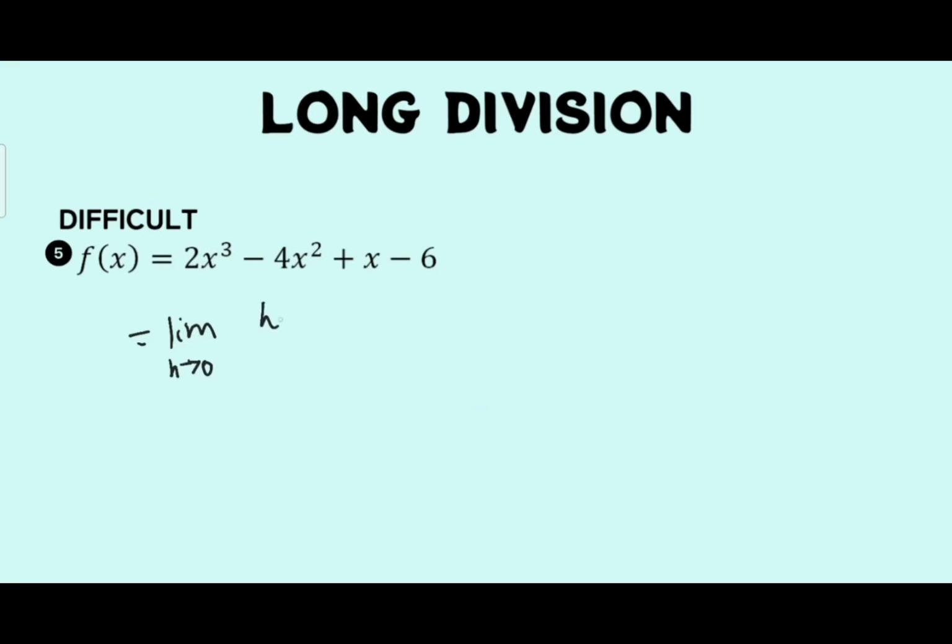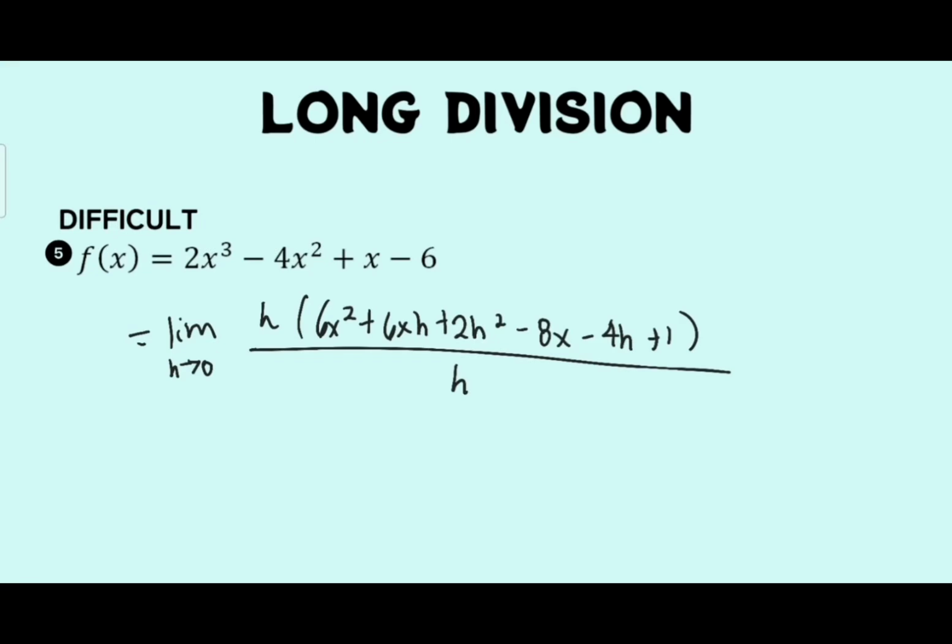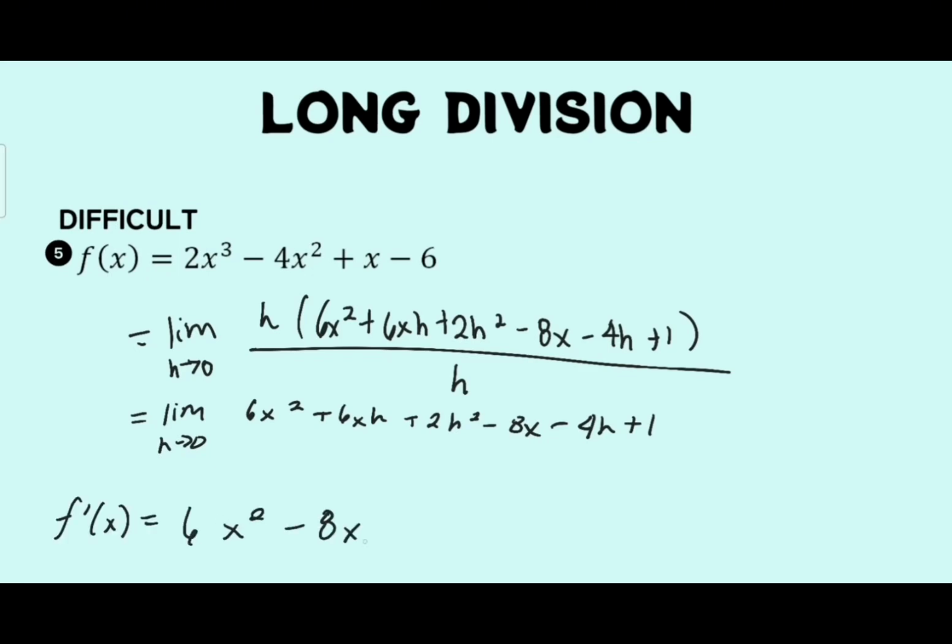Factoring out h gives us h times 6x squared plus 6xh plus 2h squared minus 8x minus 4h plus 1 divided by h. Then h will be cancelled, leaving 6x squared plus 6xh plus 2h squared minus 8x minus 4h plus 1. As h approaches 0, the terms with h will be gone and the derivative will be f prime of x is equal to 6x squared minus 8x plus 1.